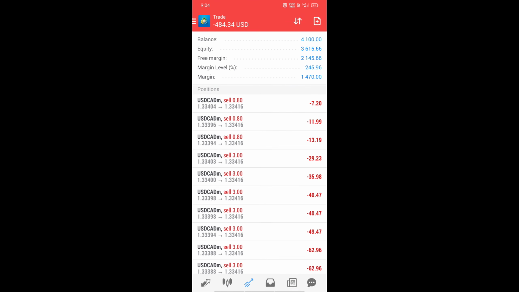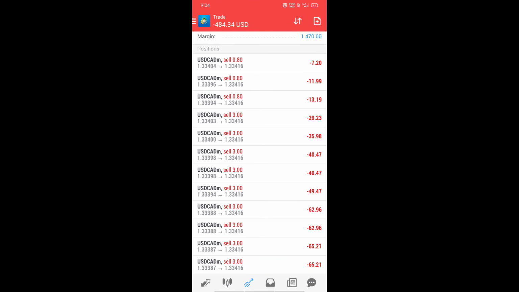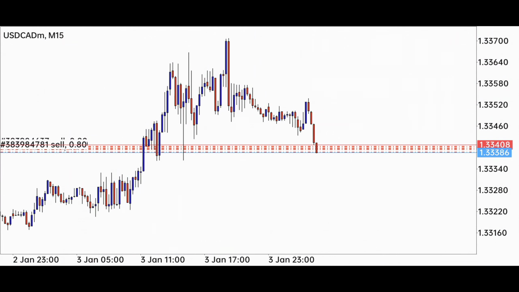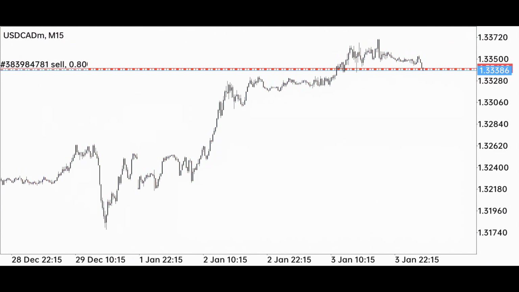Guys, I have $4,100 in this account which will grow with proper risk management. I have placed these lot sizes with proper calculations so that we can manage the trades easily. Let me explain to you the reason for applying the trade.